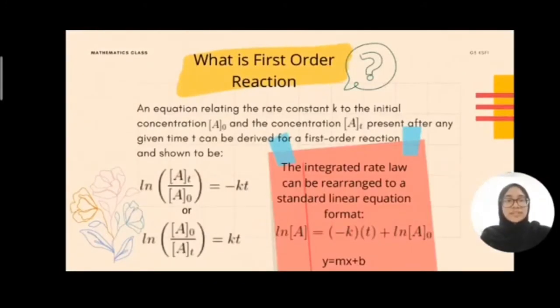Okay, so what is the first order reaction? It is an equation relating the rate constant k to the initial concentration A0 and the concentration At present after any given time, which can be derived for a first order reaction and shown to be like this equation. So ln At over A0 equals negative kt, or we can also write it as ln A0 over At equals kt if you have a positive constant value. We can also rearrange it into the standard linear equation format, y equals mx plus c, where we rearrange it into ln A equals negative k times t plus ln A0.